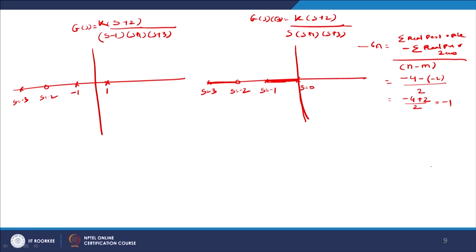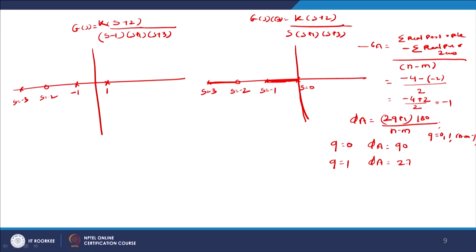And what about the angle? The angle is defined as phi equals (2q plus 1) times 180 divided by n minus m, and in this case q varies from 0, 1 up to n minus m minus 1. When q equals 0, we get phi as 90 degrees, and when q equals 1, we get 180 into 3 divided by 2, so around 270 degrees. So these are the asymptotic angles.